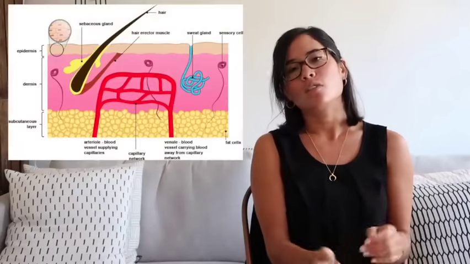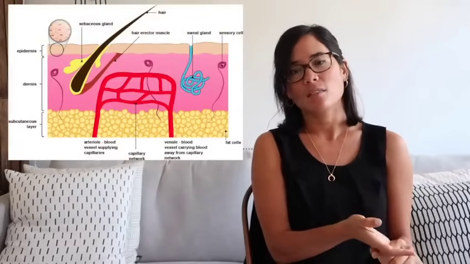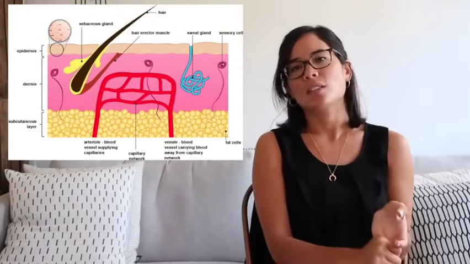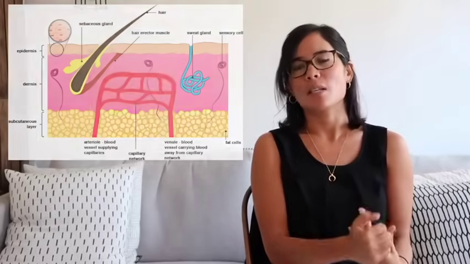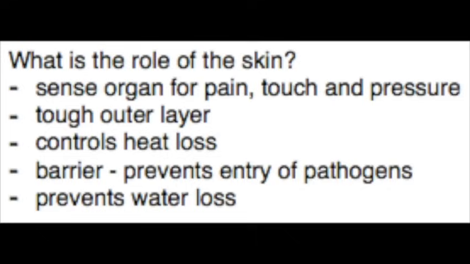It's also waterproof, which is why you don't swell up when you go swimming. It forms a very tough outer layer just generally to prevent you from physical harm if you knock into something. It's a sense organ for pressure, touch and pain. And lastly, it controls our heat loss. How? By either sweating or the hair standing up in order to trap some insulating air close to our bodies.